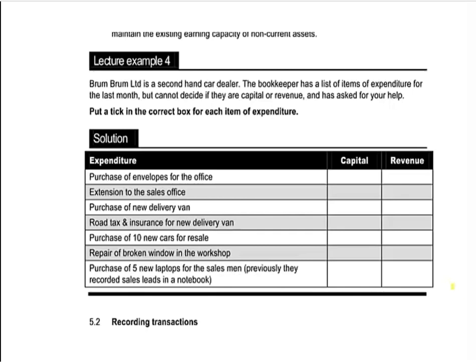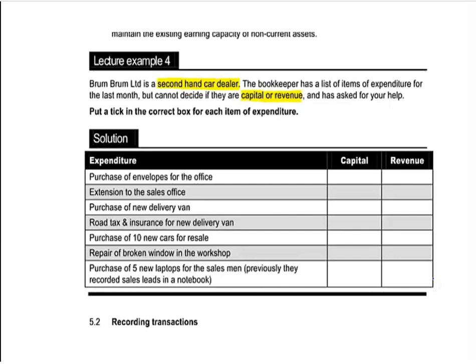So in example 4 then, Brum Brum is a second-hand car dealer, and the bookkeeper then has come up with a list of items of expenditure and needs help deciding whether they're capital or revenue. So have a think then, pause the recording and have a think about what classifications you would use for each of those items, and resume it when you're ready.